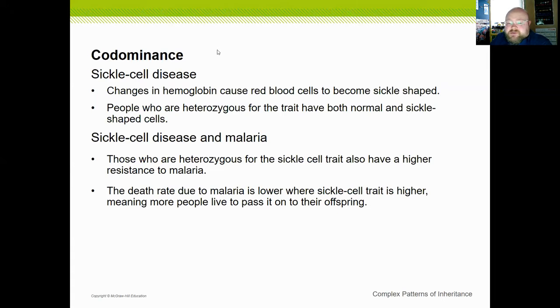Sickle cell disease comes from a codominant issue. Changes in hemoglobin cause red blood cells to become sickle-shaped. People who are heterozygous for the trait have both normal and sickle-shaped cells. Sickle cell disease and malaria: those who are heterozygous for the sickle cell trait have a high resistance to malaria. So there is a positive thing coming out of that if they were to ever be exposed to malaria. The death rate due to malaria is lower in areas where the sickle cell trait is higher, meaning more people live to pass this on to their offspring.